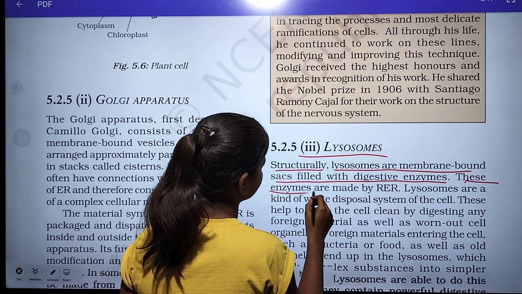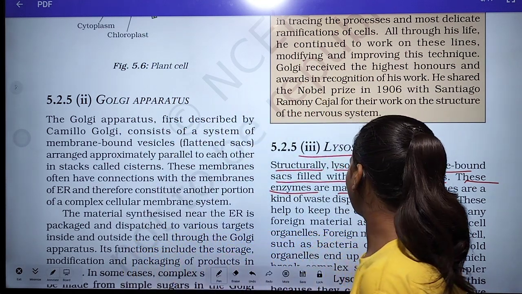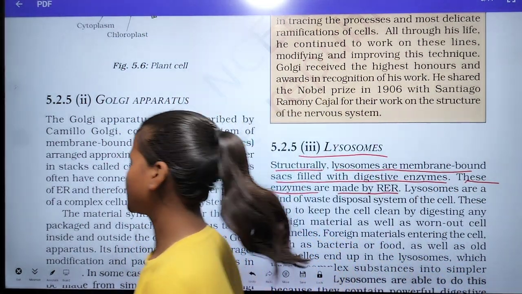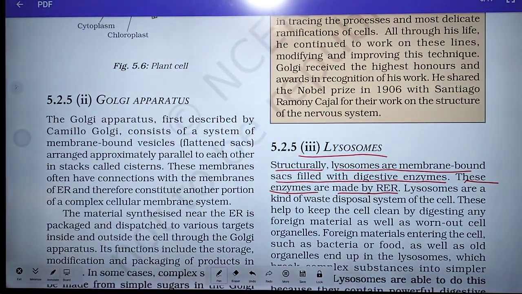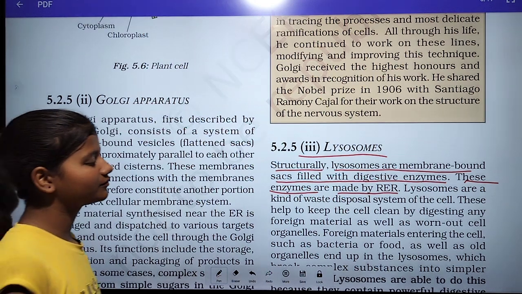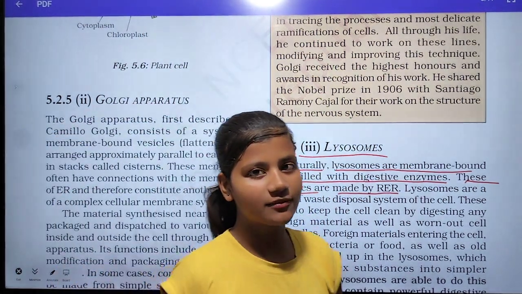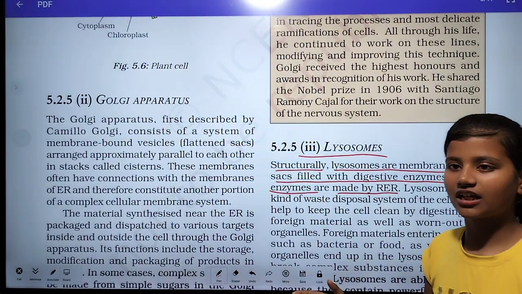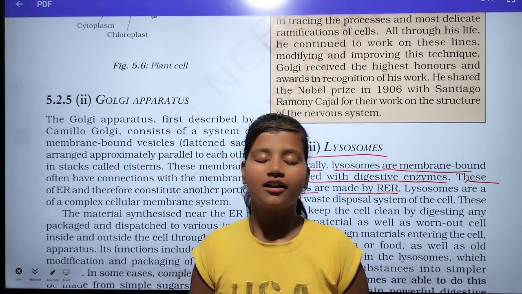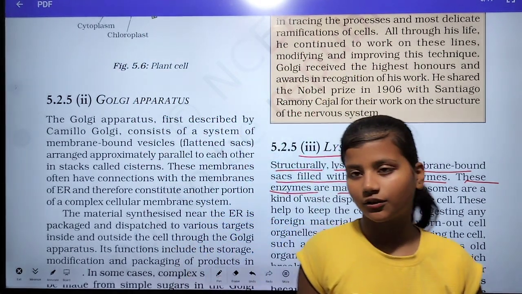These enzymes are made by the RER. It means rough endoplasmic reticulum. So these enzymes are made by the rough endoplasmic reticulum.